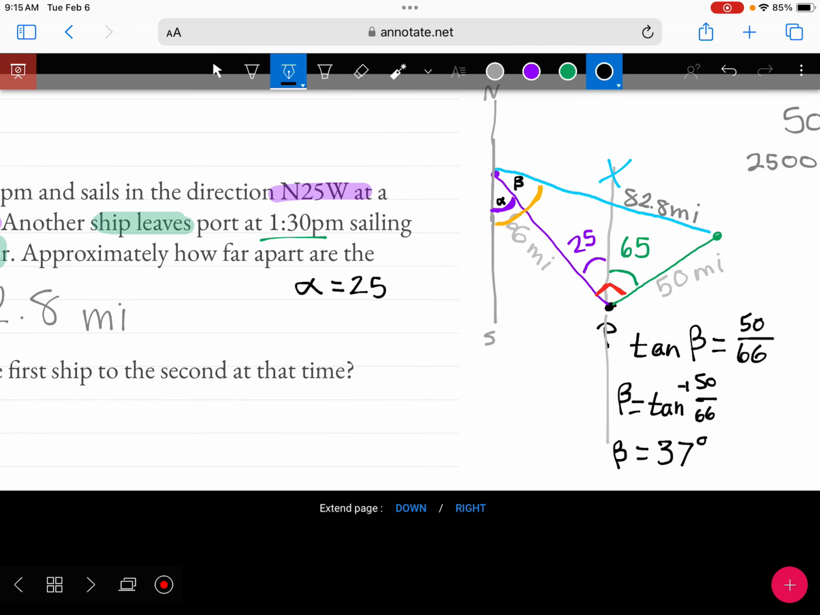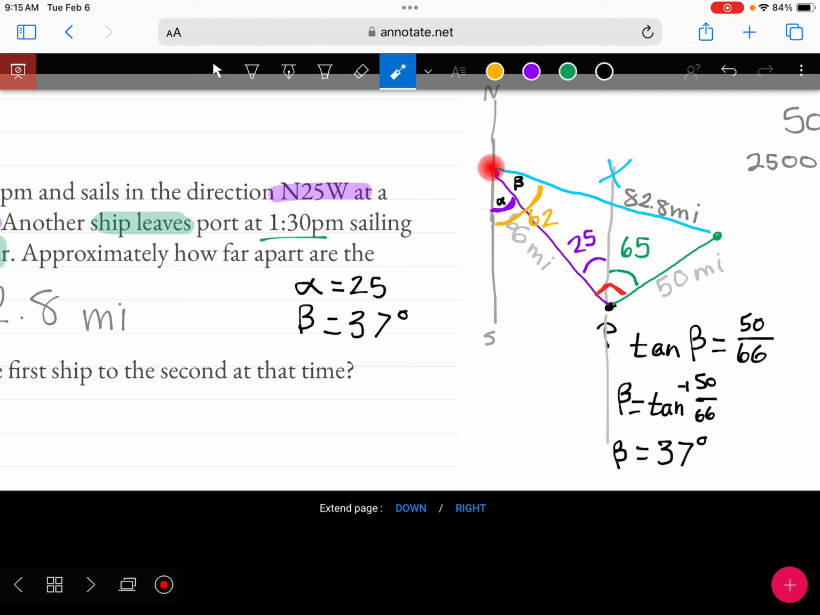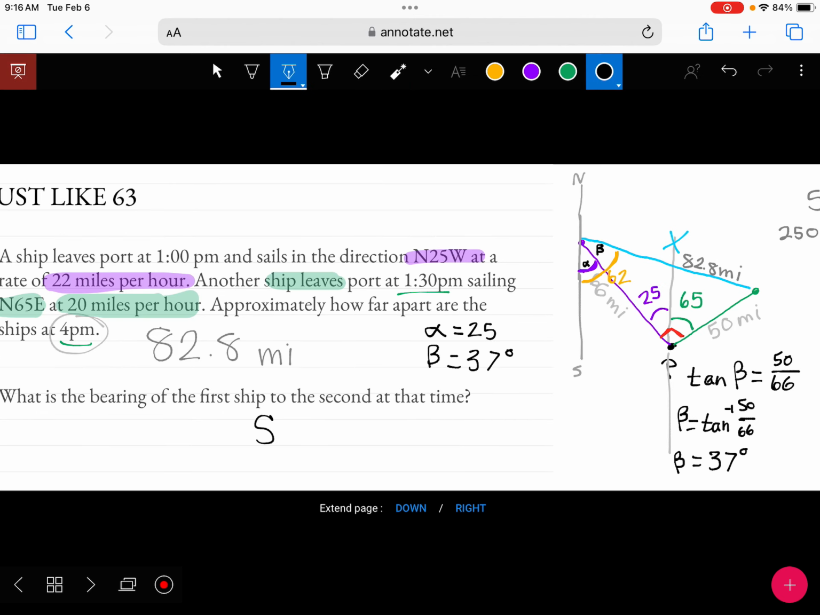So if alpha is 25 degrees and beta is 37 degrees, how big is angle yellow? Combined together, this should be 62 degrees. So what is the bearing that purple needs to take? So from here, what bearing does it take? South, 62 east. Yes. South, 62 east is the bearing from the first ship to the second.